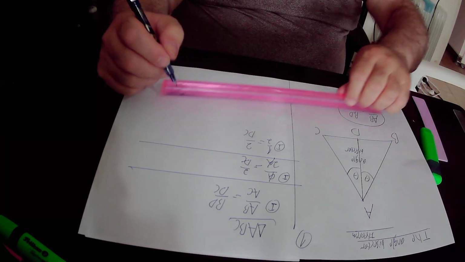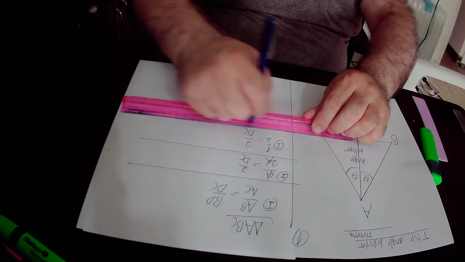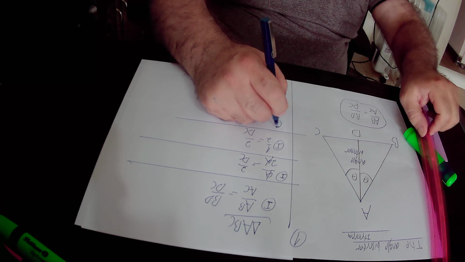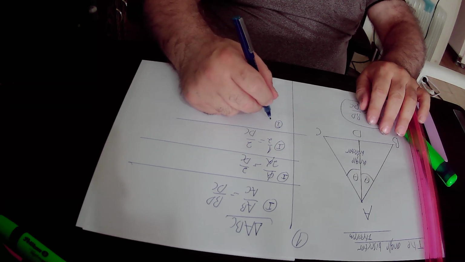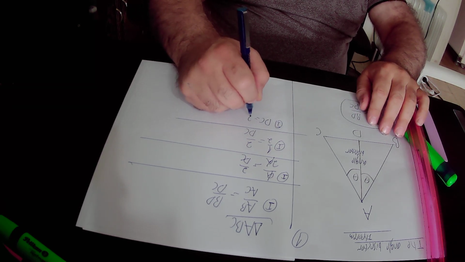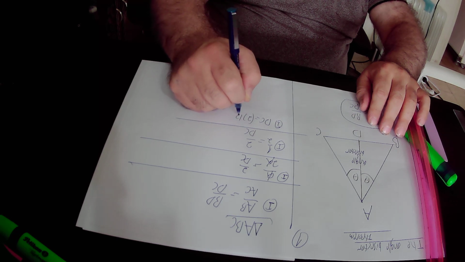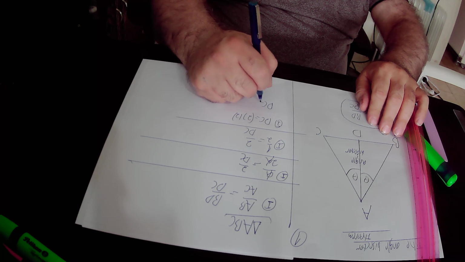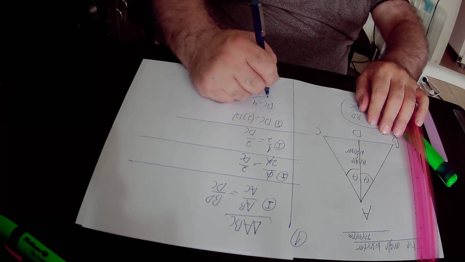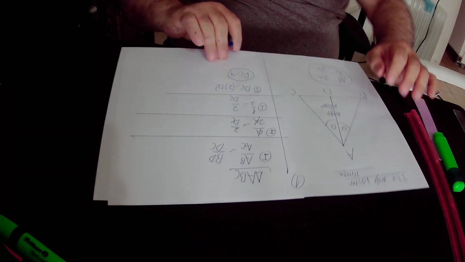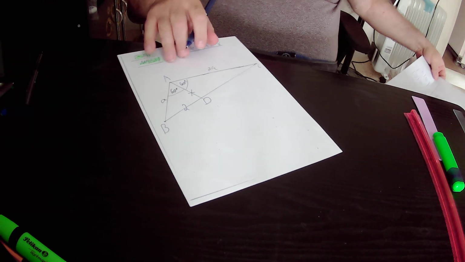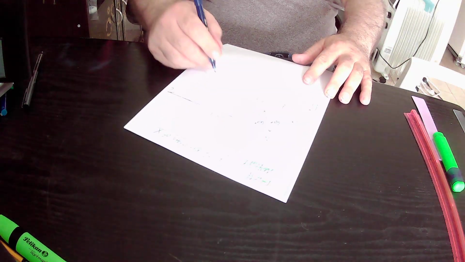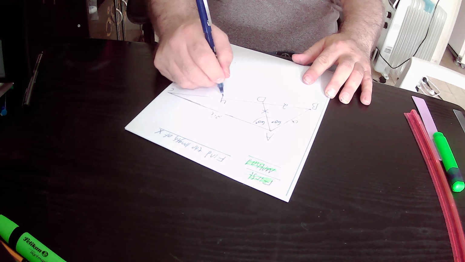Here we will cross multiply equation number 1, and we get that DC equals 2 times 2. That is to say, DC equals 2 times 2, that is 4. So here we found out that DC equals 4 units.